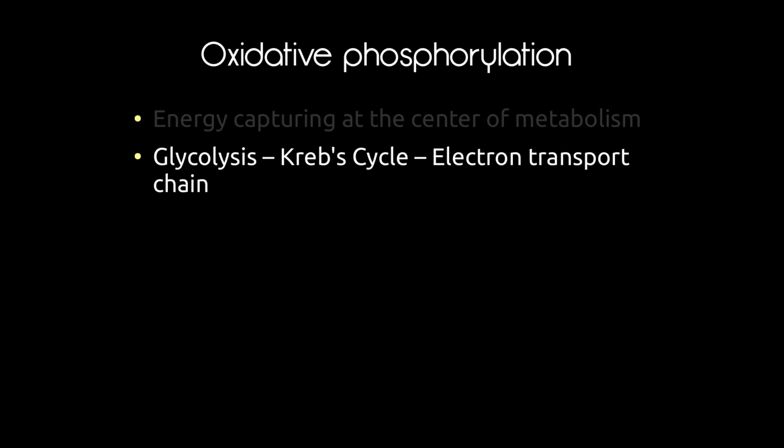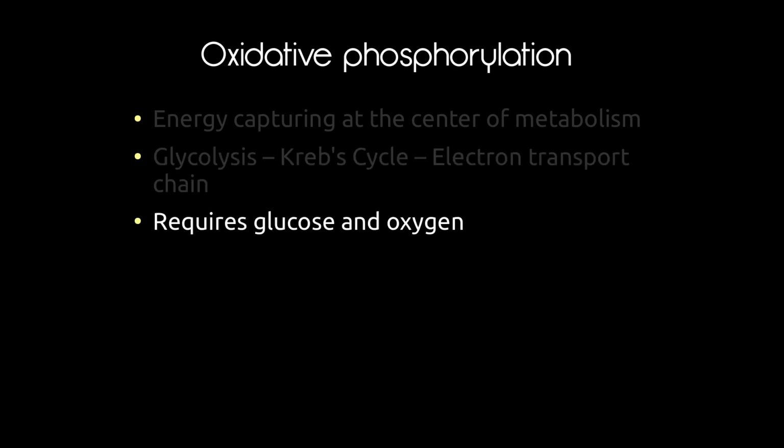However, there are some other processes that are important here, like fat breakdown during lipolysis and beta oxidation, and then we also have protein breakdown. And these will be supplying energy as well and feeding into Krebs cycle and onto electron transport chain. But the very core of this energy capture is these three processes. Now, these processes require oxygen and glucose to operate.